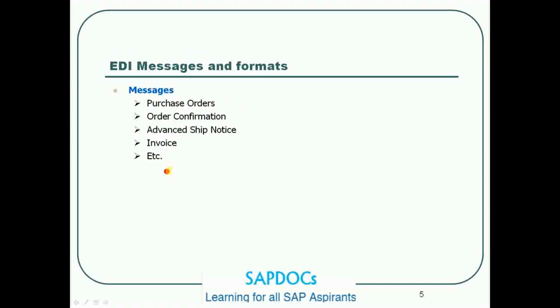Coming back to messages, the data that is sent carries certain business information, such as purchase orders, order confirmation, advance ship notice, invoice, etc. And these messages can be sent or received depending on where you or your company stand on the business chain.